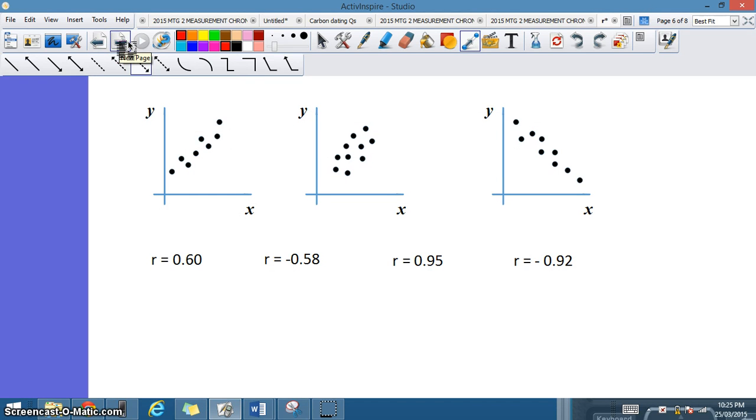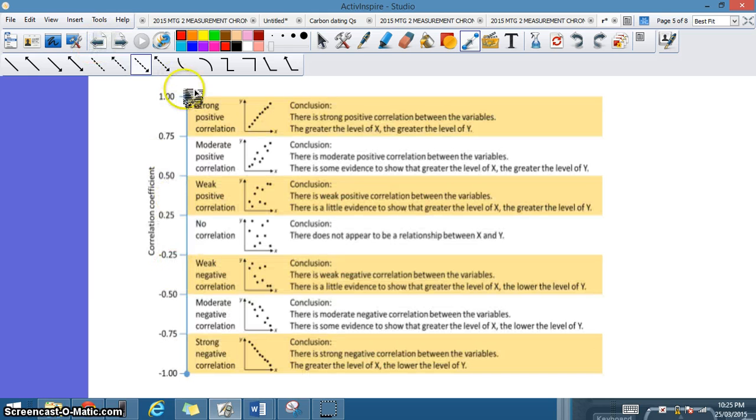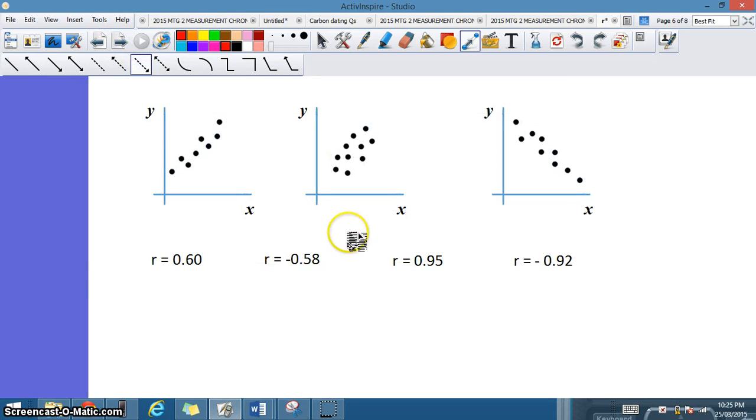Okay, so having said that, let's see if you can decide which R value best matches each of these plots. There are 4 R values, which means that one of them doesn't match at all. So using the table back here, decide which R value matches each of these plots. You can pause now and have a go at that.